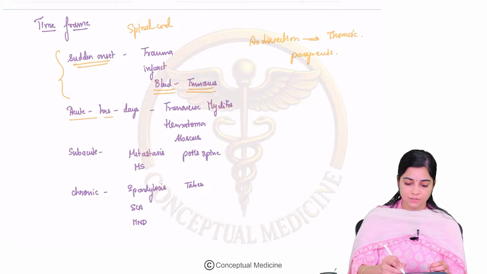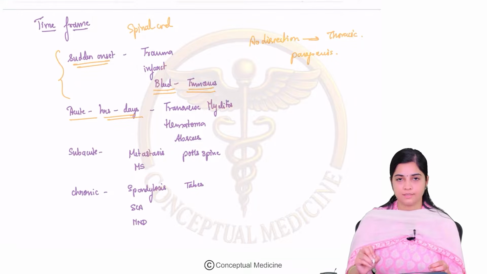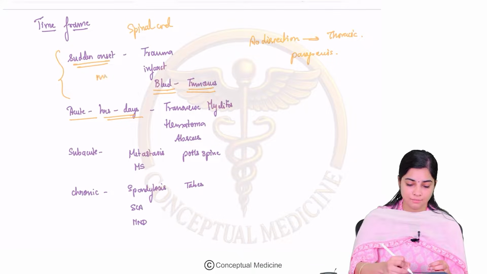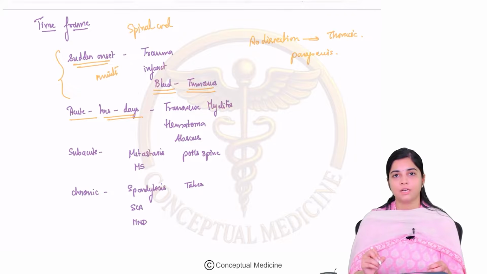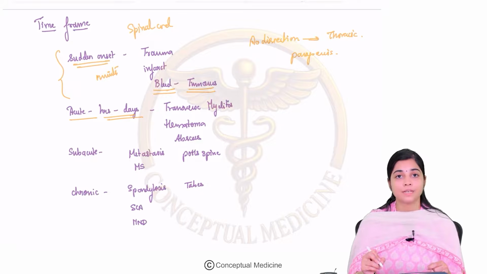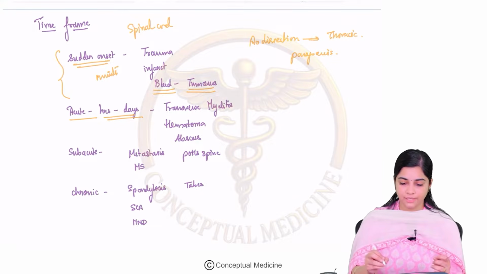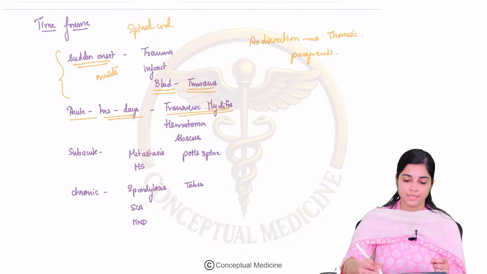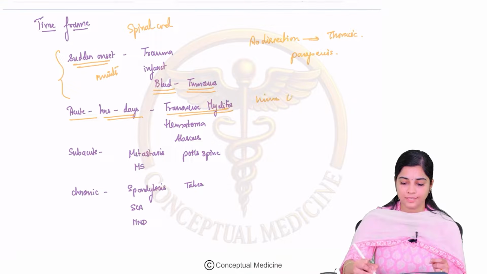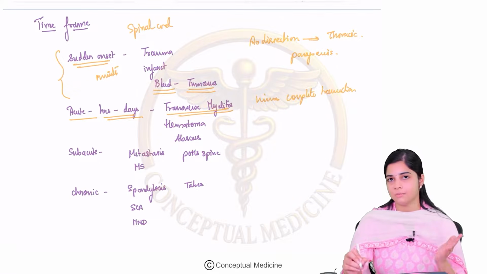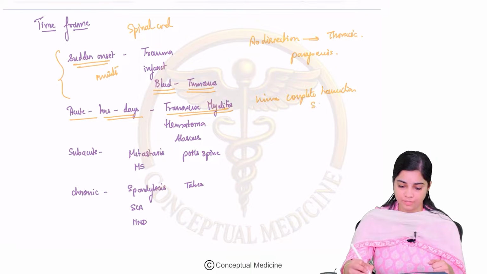Then acute progresses within hours to days. Sudden onset, there is weakness within minutes. So most of the time, vascular or trauma is the most common cause of sudden onset weakness. Acute weakness progresses from hours to days. It can be because of transverse myelitis, where there is an immune-mediated complete transection. We will not say transection because the spinal cord is not cut off. Immune-mediated complete involvement of the spinal cord.